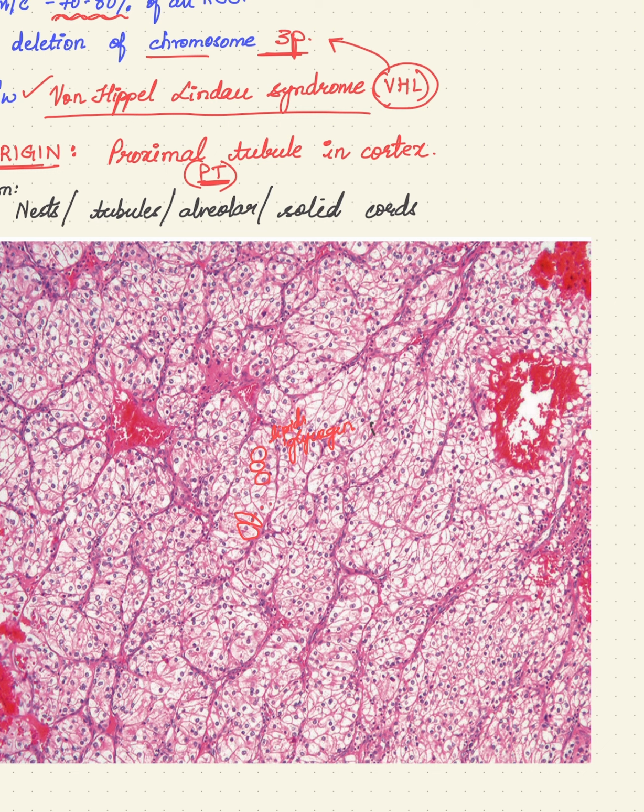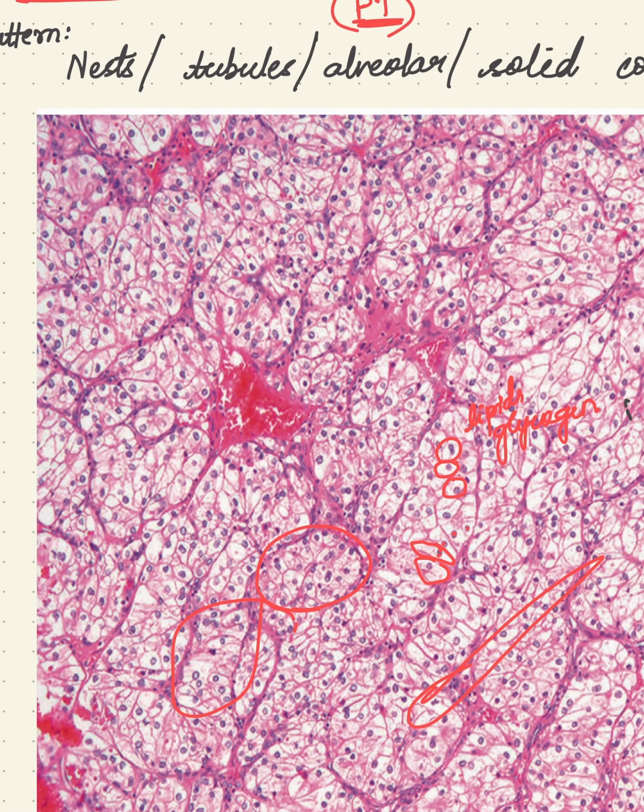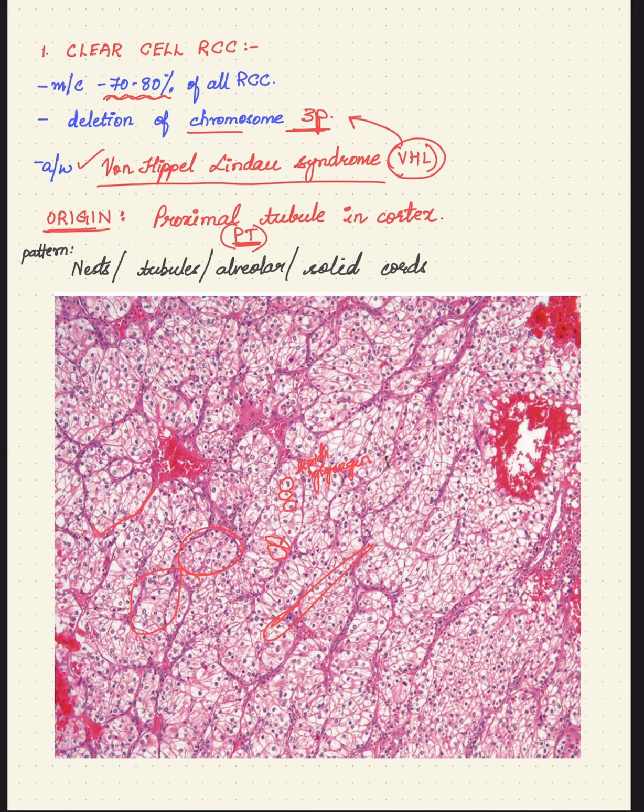The cells can be arranged in a nested pattern, like a bunch of cells, or a tubular pattern, or alveolar pattern, or in solid cords or solid sheets. And here the vasculature is extremely delicate. Sometimes a chicken wire vasculature can be seen. This is about the clear cell variant.